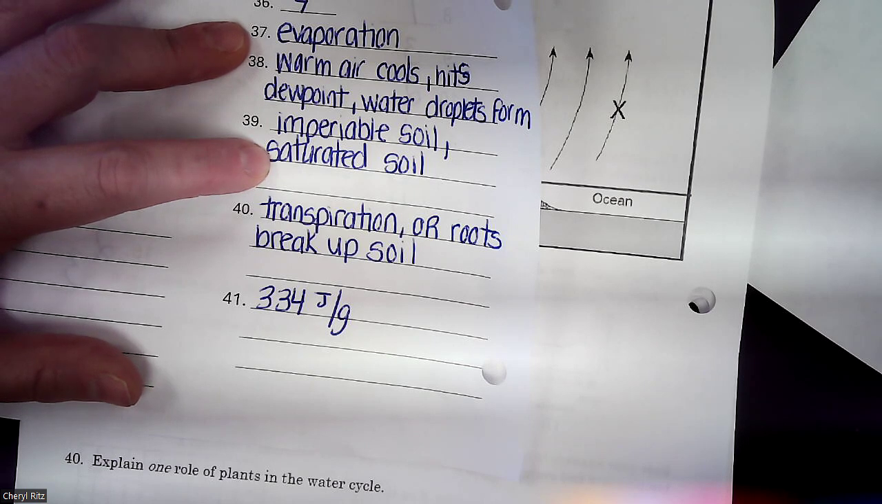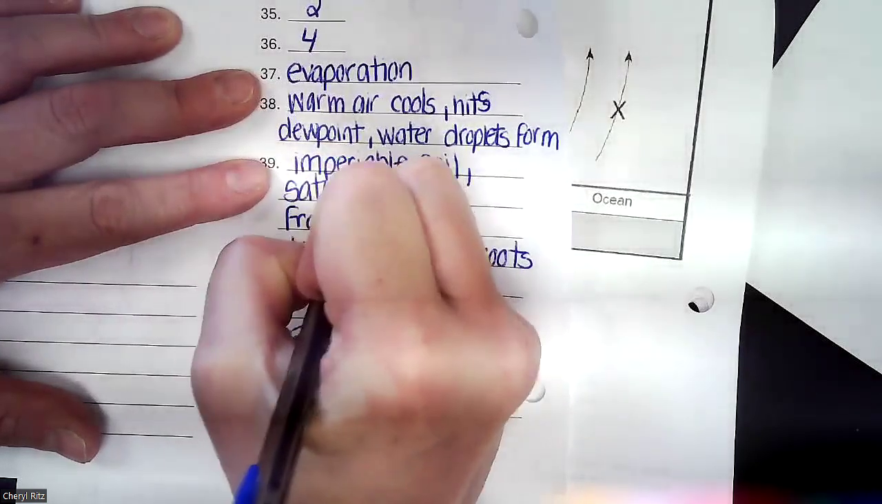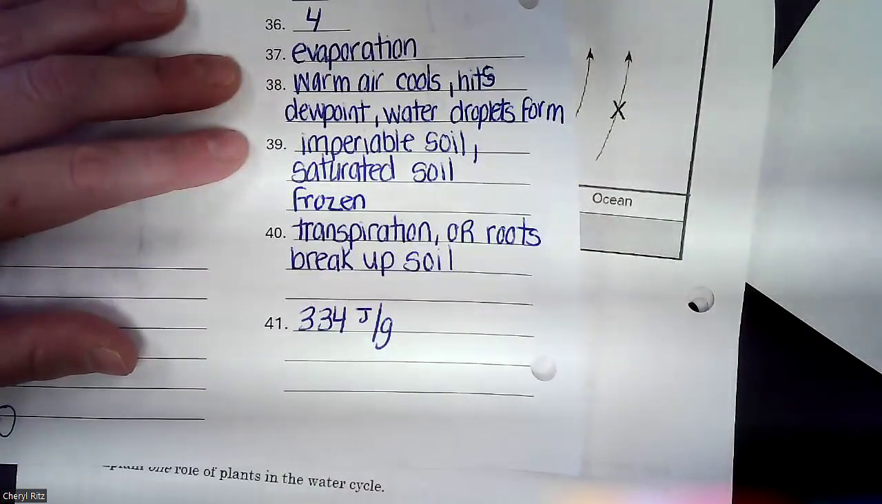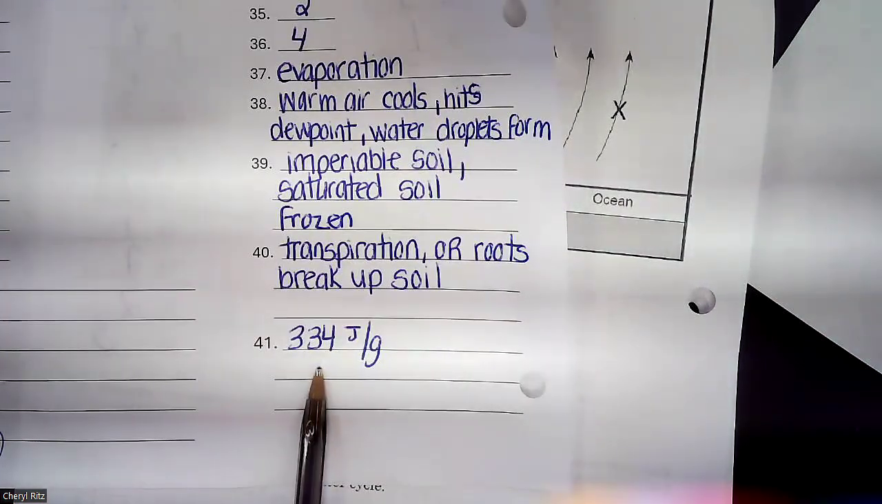Saturated soil means it's already filled up. Frozen soil could have also been an answer. And that last one, I'm guessing not a lot of you knew this. Again, it's just one random fact from the reference table.